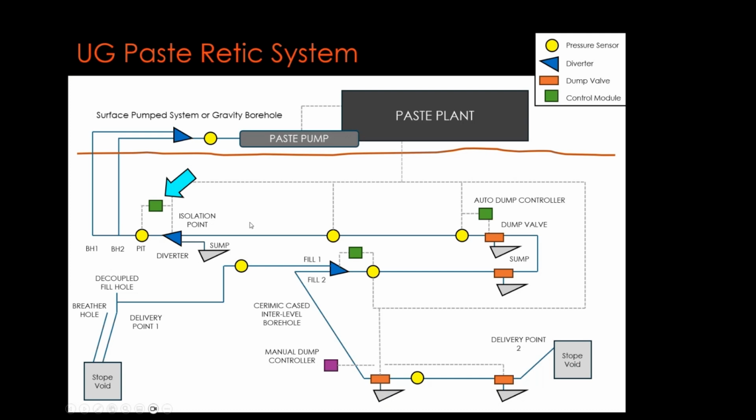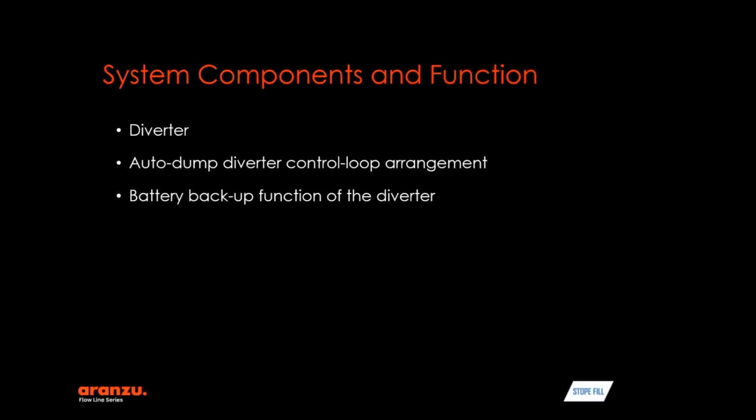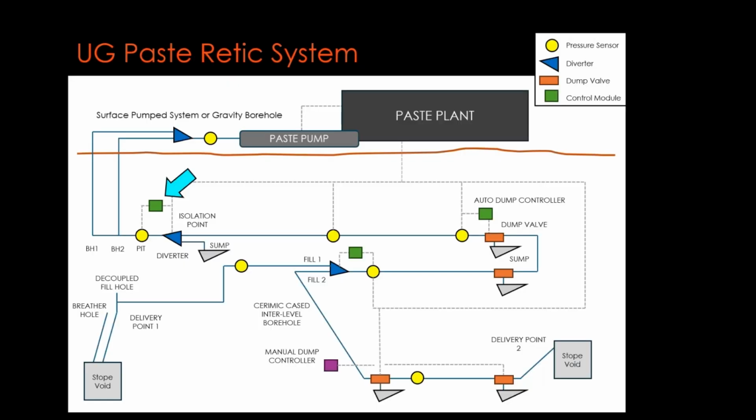So the diverter provides a mechanical isolation point to enable downstream works to be safely and effectively conducted on the underground by the underground paste crew. When switched to the dump position, the upstream system can be dumped to the sump.